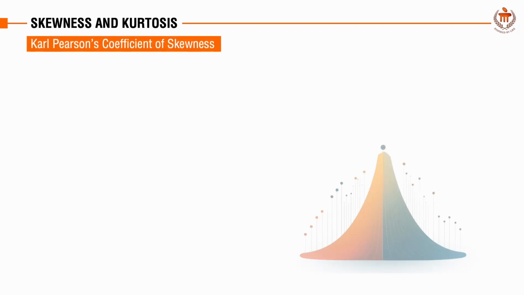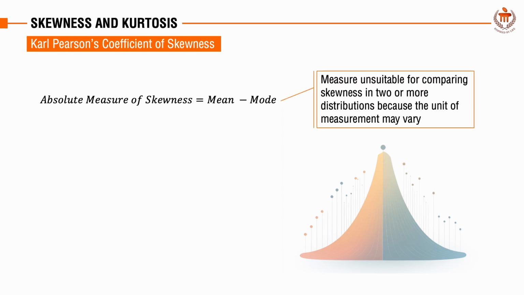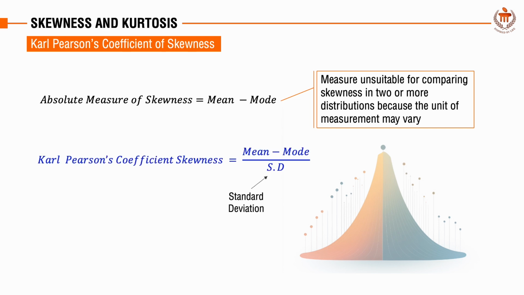When we talk about the mathematical calculation of skewness, we do it through Karl Pearson's coefficient of skewness. The absolute measure of skewness uses the formula mean minus mode, which is unsuitable for comparing the skewness of two or more distributions because the units of measurement may vary. The formula for Karl Pearson's coefficient of skewness is mean minus mode divided by standard deviation.